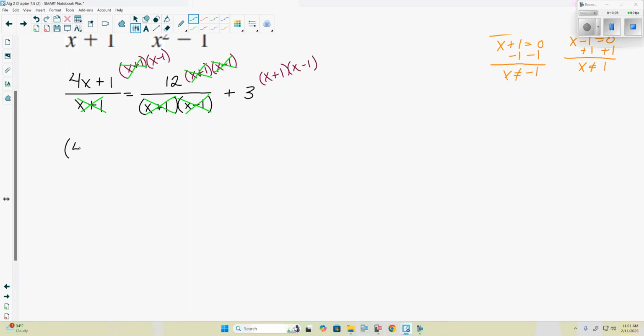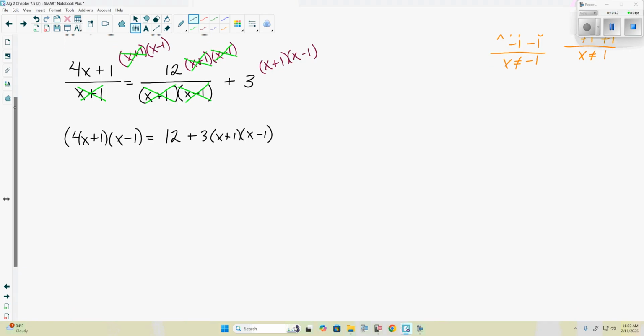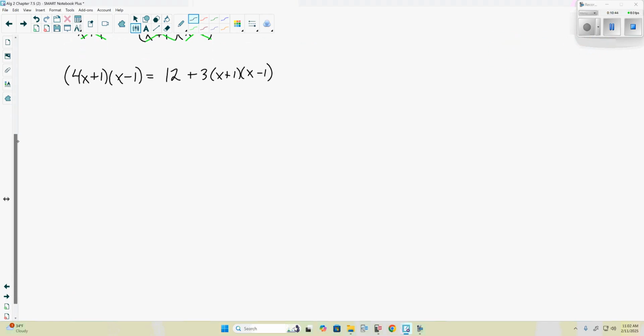And what that leaves us with is 4x plus 1 times x minus 1 is equal to 12, because what we multiplied it by in the denominator simplified out completely, plus 3 times x plus 1 times x minus 1. Questions on this so far?